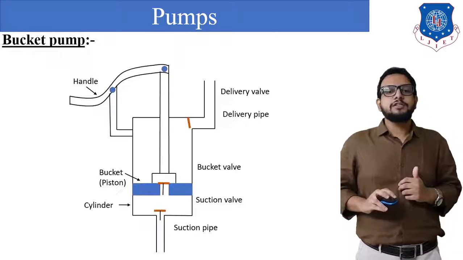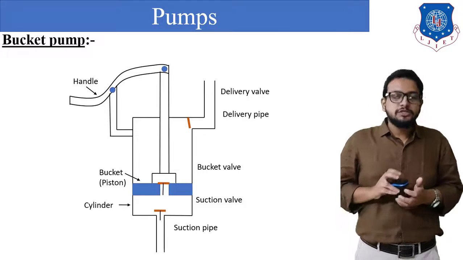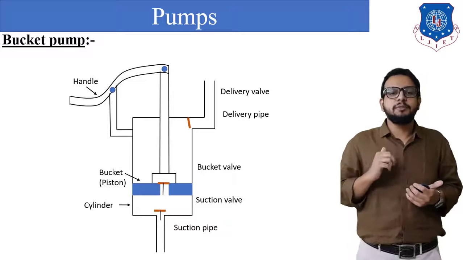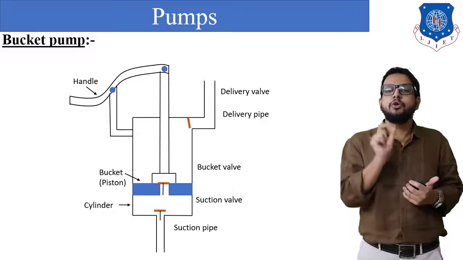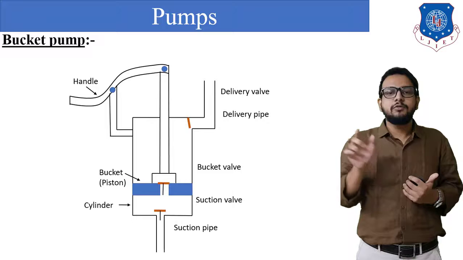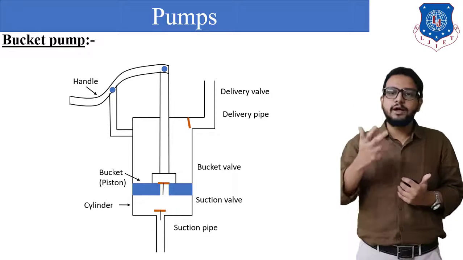Okay, now the next topic is the bucket pump. So let us understand its construction. As you can see, a cylindrical portion is shown. Within that there is a piston. That piston is provided with a bucket in the middle, which means the piston is hollow from the center. In that I have placed a valve. You can see a T shape is shown. That T-shaped valve is called a bucket valve.